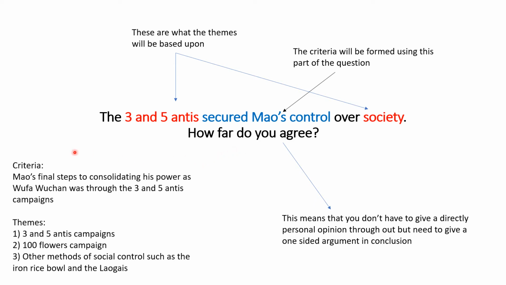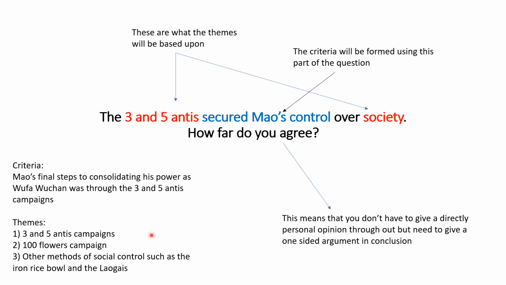So here's the criteria and the themes that I've written myself. You've got Mao's final steps consolidating his power as Wu for Wu Chan was through the 3 and 5 Antis campaigns. Before I go any further, I'd just like to explain that the Wu for Wu Chan is a kind of godlike figure who doesn't get questioned at anything he does. The themes that I've broken down: in the first paragraph, I would be looking at the 3 and 5 Antis campaigns themselves, then the 100 Flowers campaign, and then in the third paragraph, looking at other methods of social control, such as the Lao Gai and the Iron Rice Bowl.